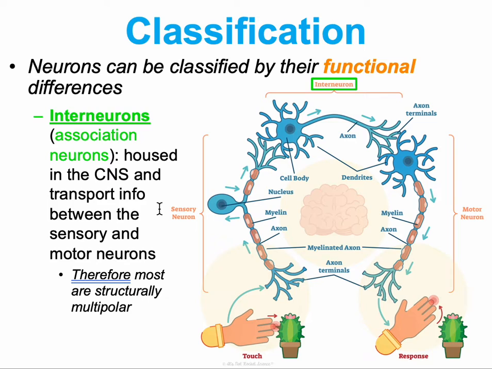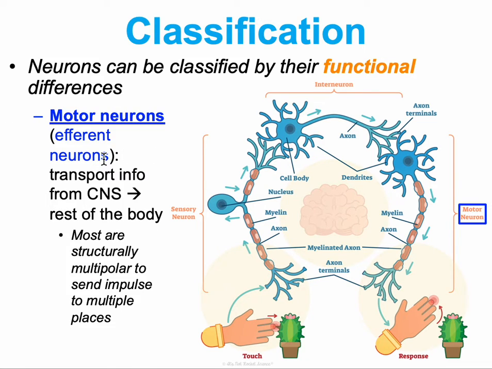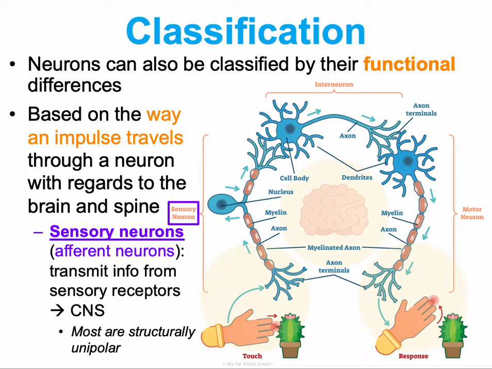If you remember, last time we had structural and functional classifications, and they typically go hand in hand. So interneurons are typically going to be multipolar. Motor neurons are typically going to be multipolar as well. And then sensory neurons are going to be unipolar. So make sure you know that.